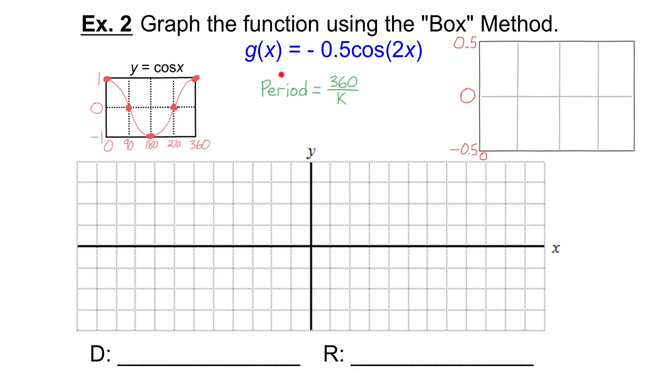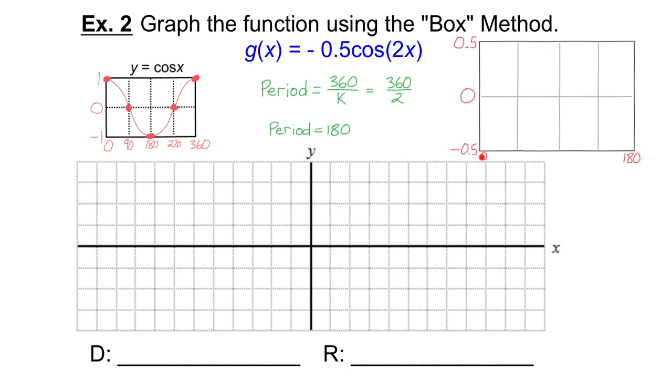Or just remember this. The period of your function is equal to 360 divided by k. In our case, k is 2, so 360 divided by 2 is 180. That means our period is 180. So from my starting point on the x-axis, I'm going to go up 180 degrees to get to the end of my first cycle.